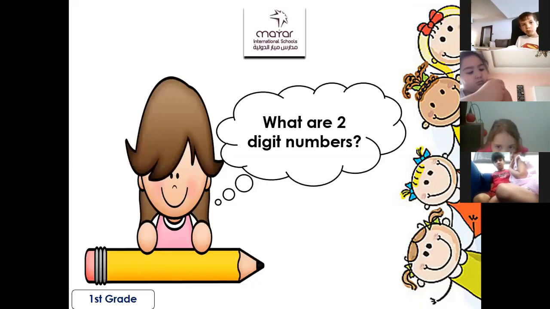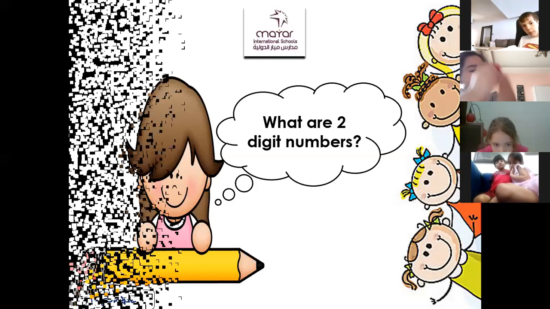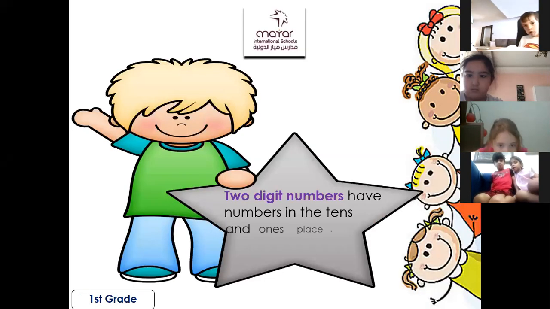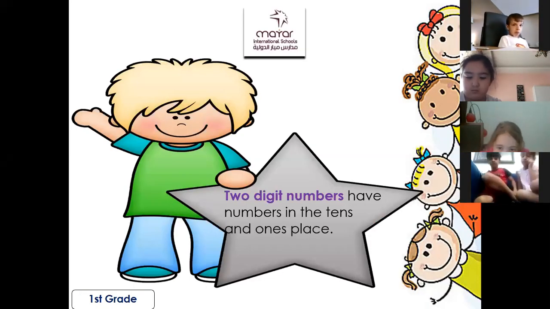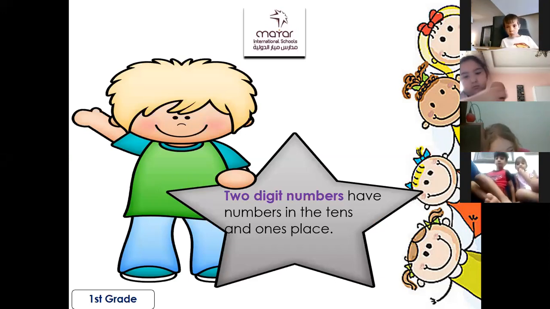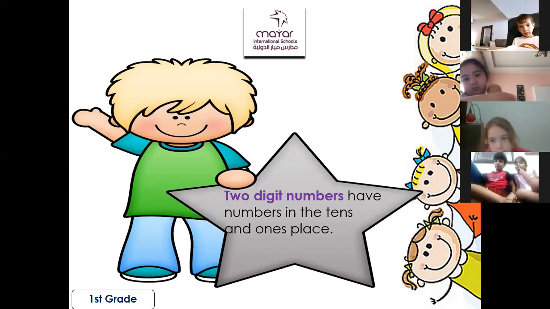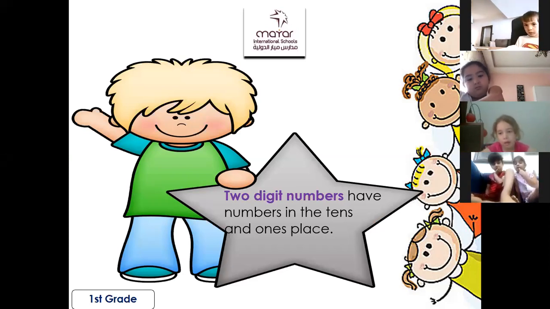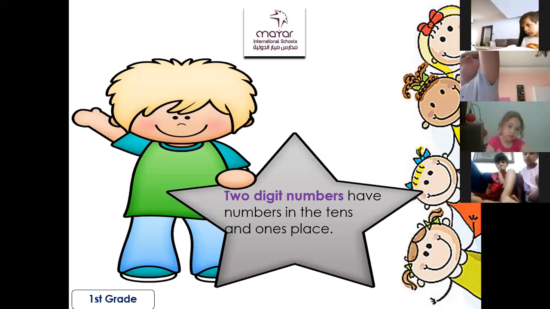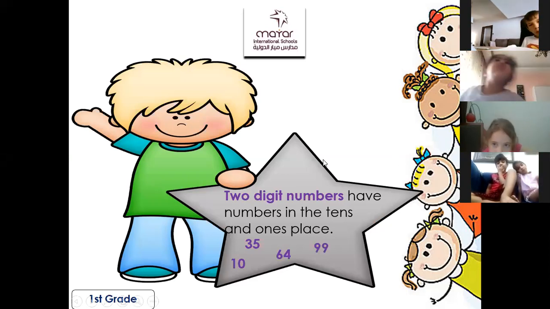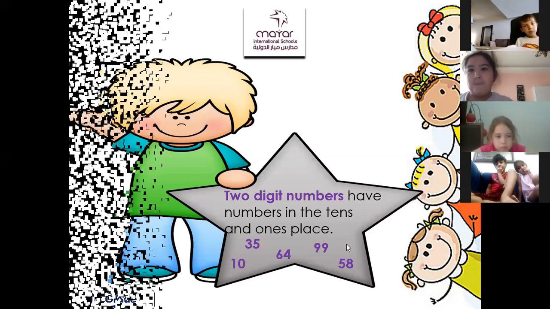What are two-digit numbers? Two-digit numbers have numbers in the tens and in the ones place. So remember yesterday when we were doing the addition of two-digit numbers, you have the tens and the ones. They have numbers in the tens and in the ones. Like 10, 35, 64, 99, 58. All of these are two-digit numbers.